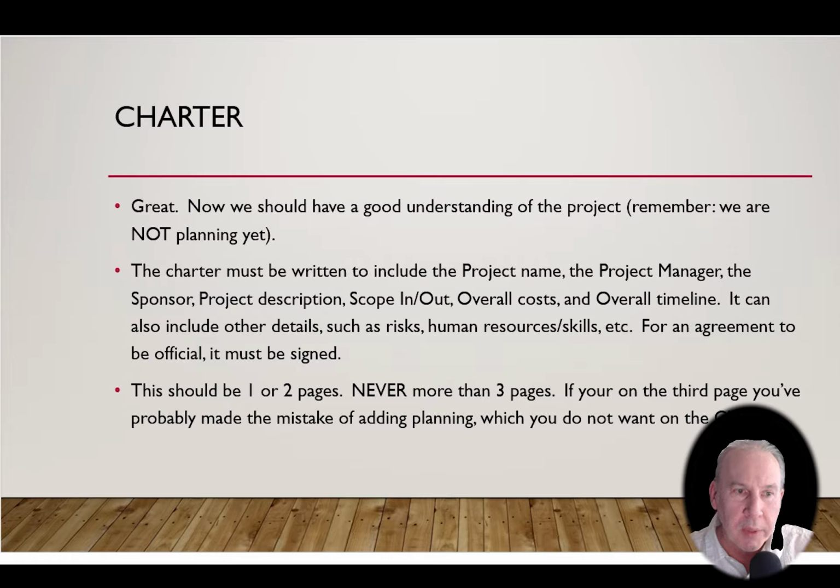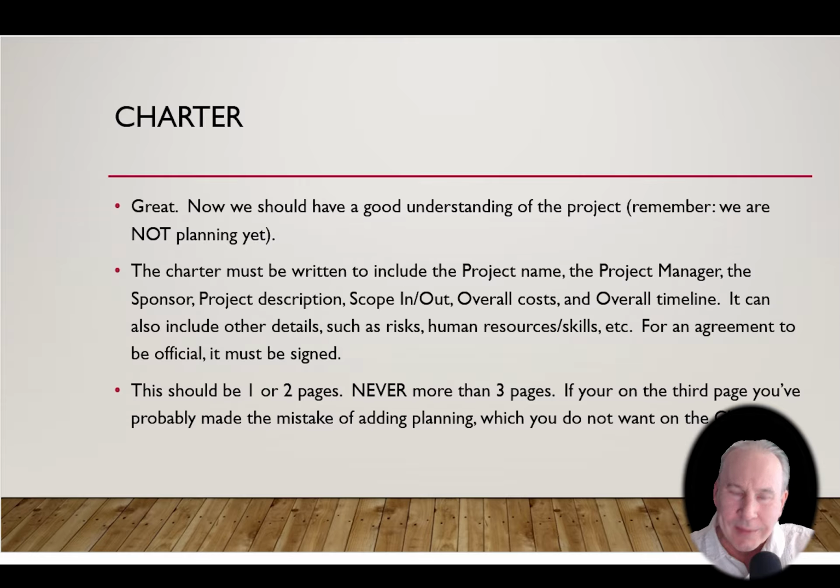The charter must be written to include the project name, the project manager, the sponsor, project descriptions, what's in scope, what's out of scope, so what you will do and what you will not do. Overall costs, like we're not doing any budget planning at this stage. We just want to know how much money there is on the table. And an overall timeline. So how quickly does the sponsor expect this project to be completed? Is it 3 months? Is it 6 months? Is it 2 years? Just a general overall timeline.